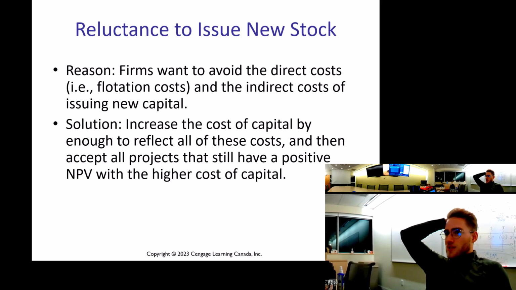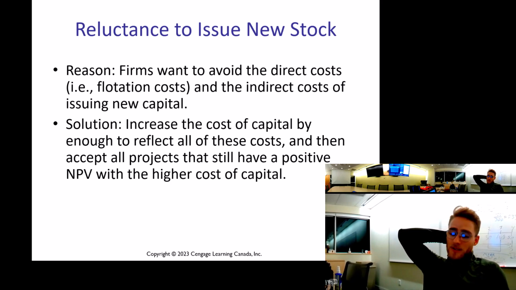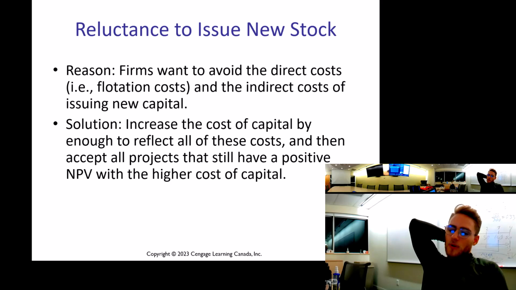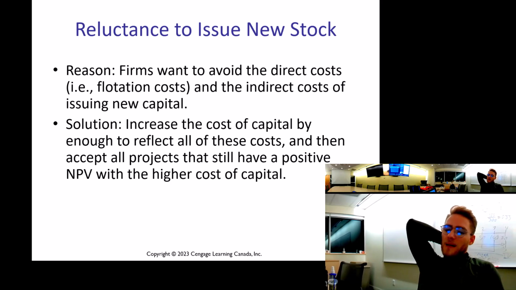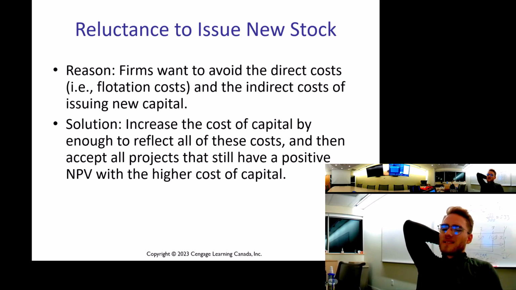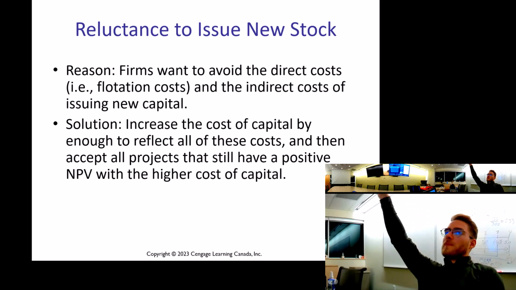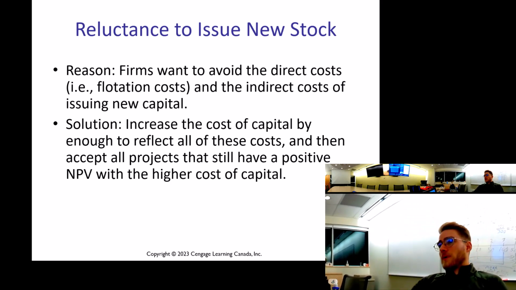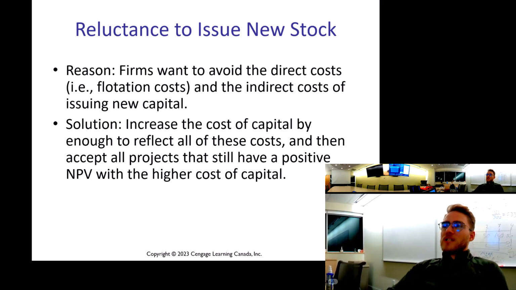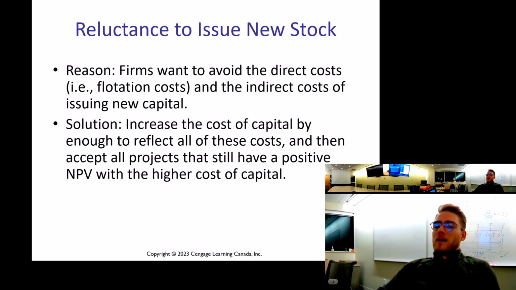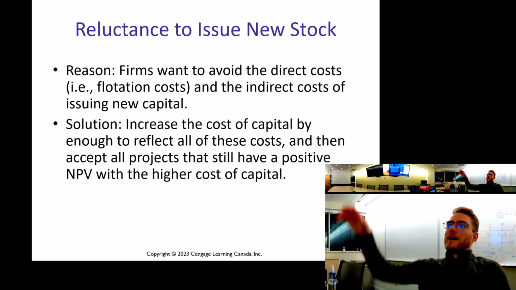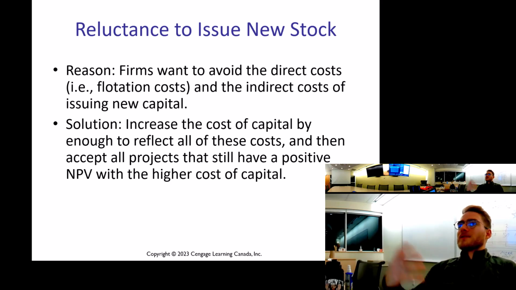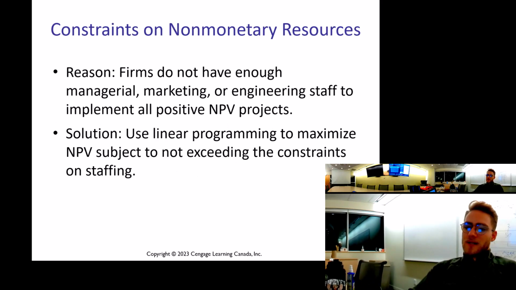Well, your flotation costs drive up your capital cost structure. So a solution might be to increase the cost of capital by enough to reflect all these costs, and then accept only projects that not only meet the required return of our investors, but also wipe out the flotation costs as well. So that's one way we can factor that in. But flotation costs are another thing to consider. It's not always cheap going and getting new financing. You have to factor in the costs of acquiring, legal costs, right?